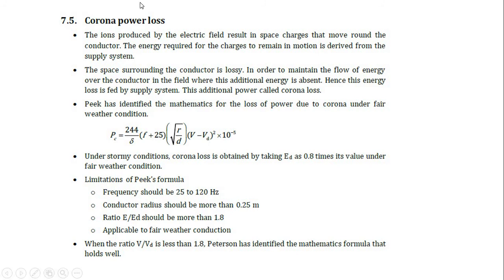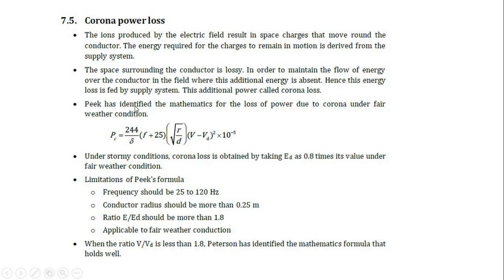The ions produced by an electrical field result in a space charge that moves around the conductor. The energy required for the charges to remain in motion is derived from the supply system. The space surrounding the conductor is lossy, in order to maintain the flow of energy over the conductor in the field where this additional energy is absent. Hence, this energy loss is fed by the supply system. This additional power is called corona loss.